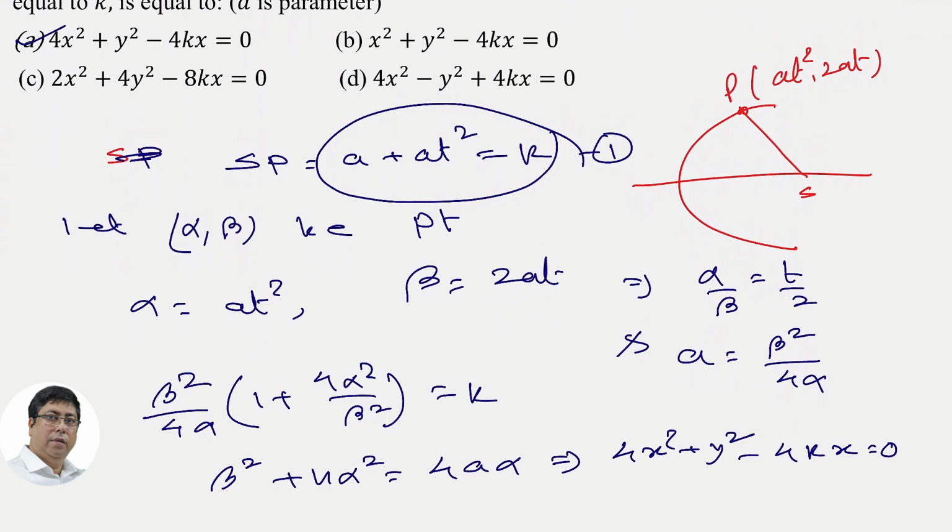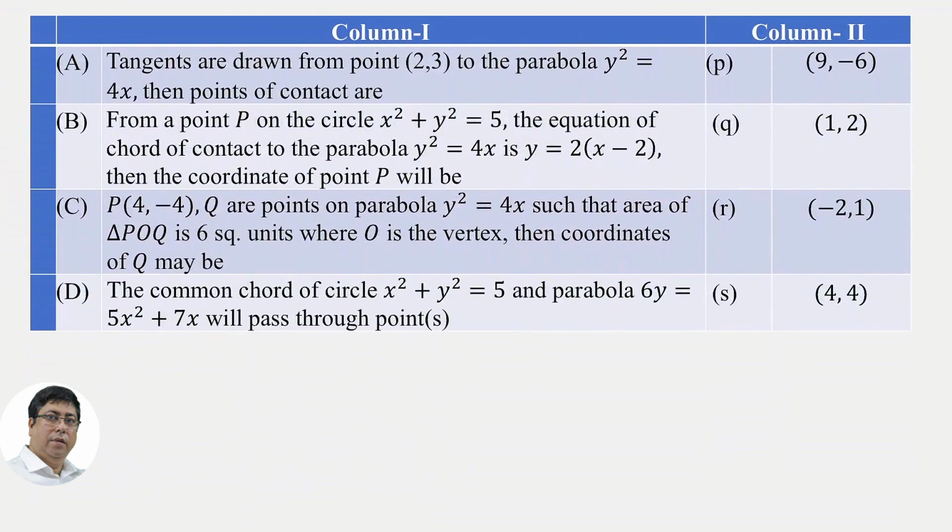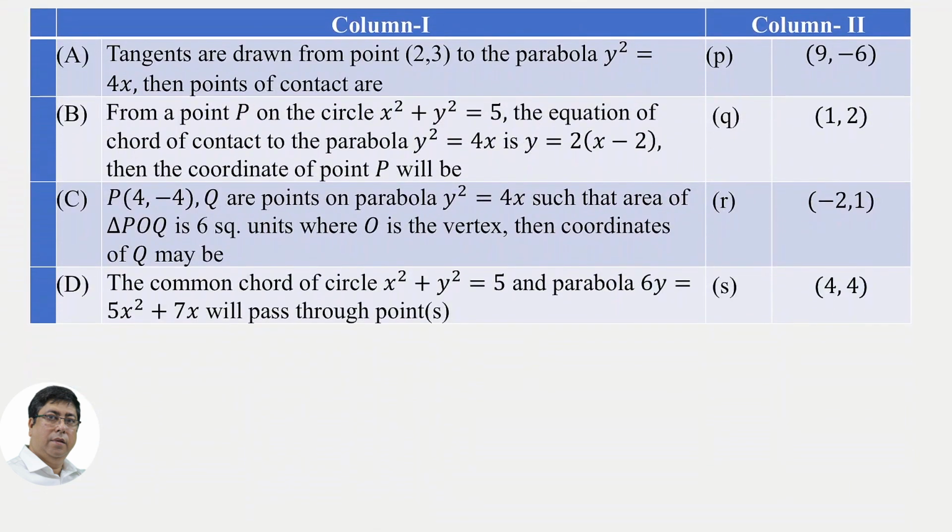Let's go to the next sum. There is a column matching. So let's match the column. One by one, let's solve. Suppose sum number A. For sum number A, tangents are drawn from the point 2, 3 to the parabola y square equal to 4x, then the point of contact.